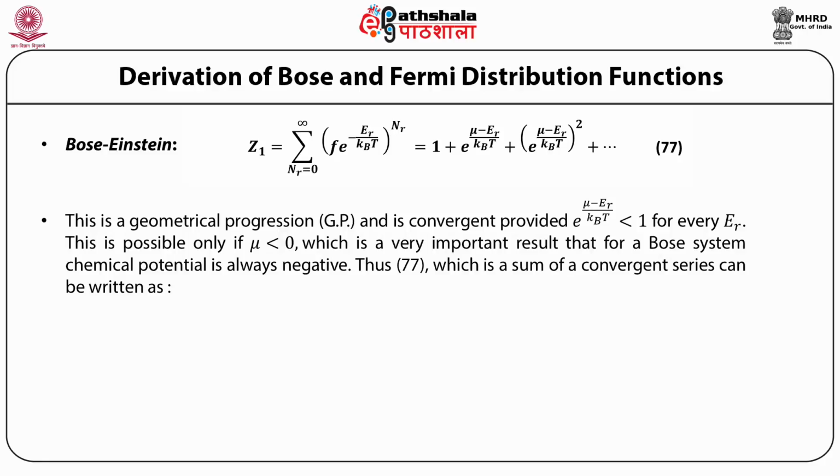This is possible only if mu is less than 0, which is a very important result: for a Bose system, chemical potential is always negative. Thus, the sum of the convergent series can be written as Z1 is equal to 1 upon 1 minus e raised to power mu minus er upon kBT.